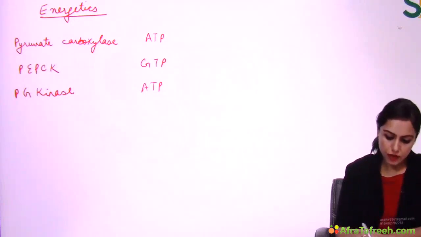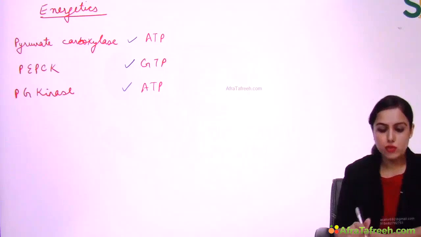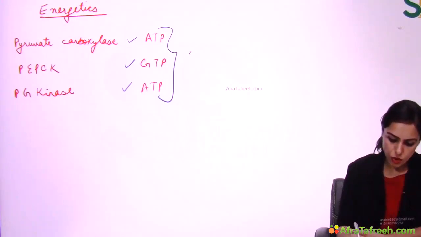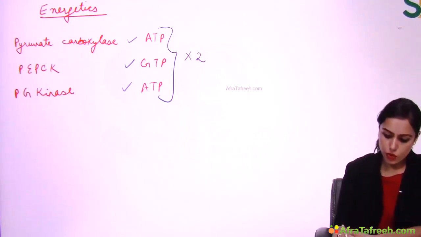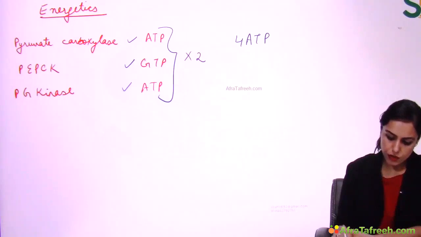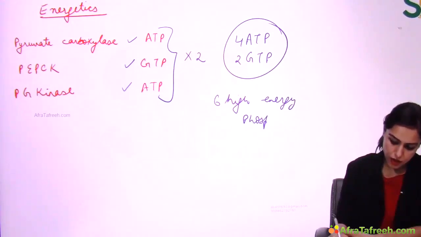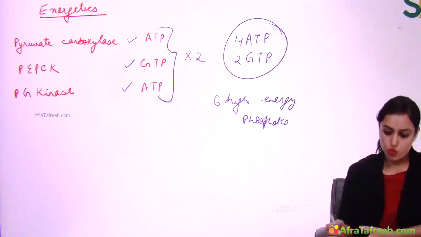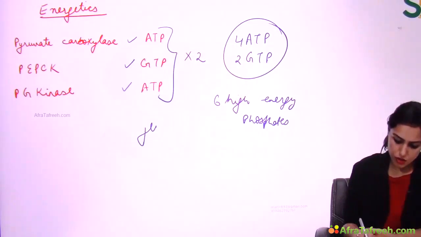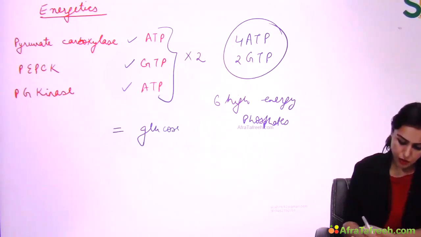So see here, pyruvate carboxylase is using ATP, PEPCK is using GTP, PG kinase uses ATP. So this all is multiplied by 2. So it will be 4 ATP and 2 GTP, or you can say 6 high energy phosphates are used. 6 high energy phosphates are used to make glucose from 2 molecules of pyruvate, right?